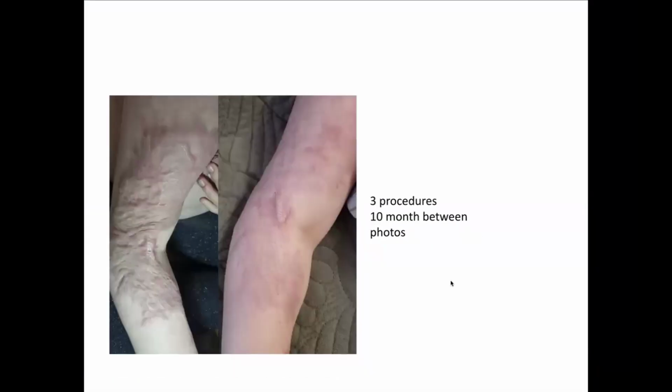This is another girl who had 3 procedures, with 10 months between photos. Also deep burns, caused by fat during Ukrainian national meal holidays.